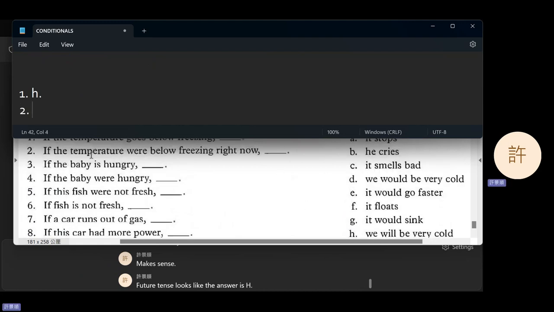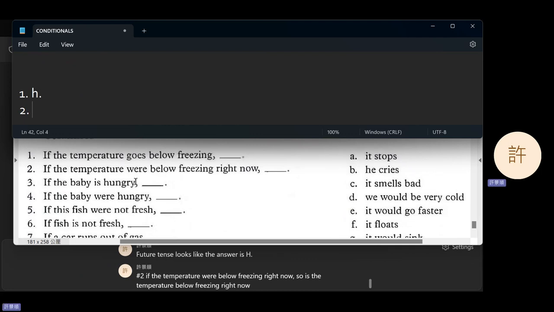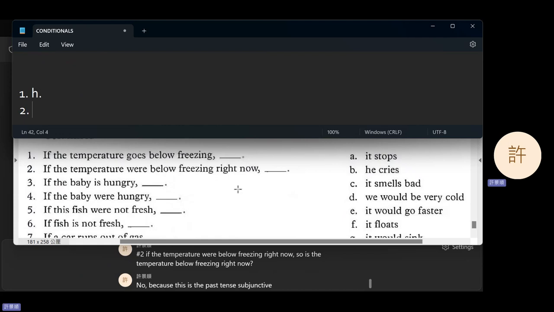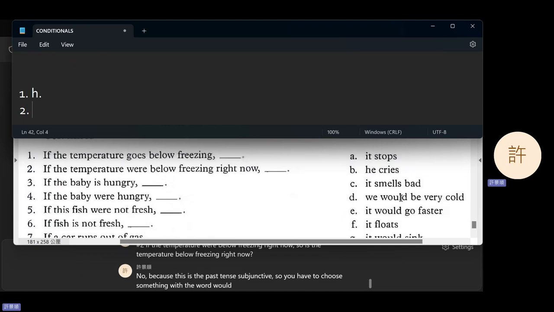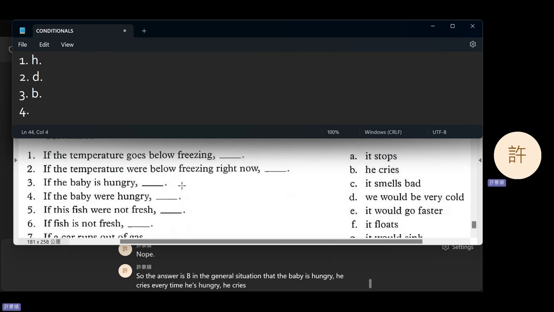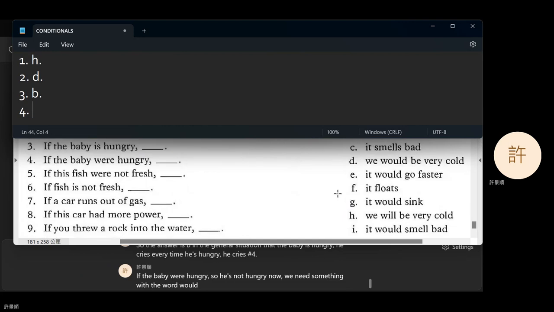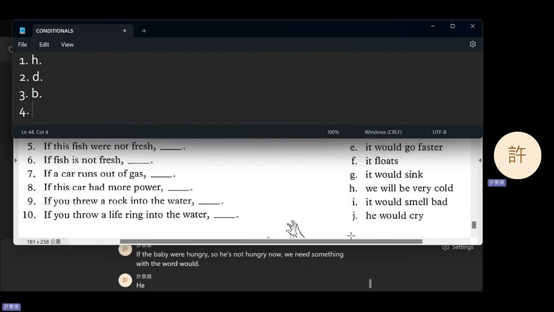Number two, if the temperature were below freezing right now, so is the temperature below freezing right now? No, because this is the past tense subjunctive. So you have to choose something with the word would. We would be very cold. Seems like it makes sense. D. Number three, if the baby is hungry, so nothing has happened yet, you can say, he cries as a general answer. Let's see if there's a better answer. Nope, so the answer is B. In the general situation that the baby is hungry, he cries. Every time he's hungry, he cries. Number four, if the baby were hungry, so he's not hungry now, we need something with the word would. He would cry, J.